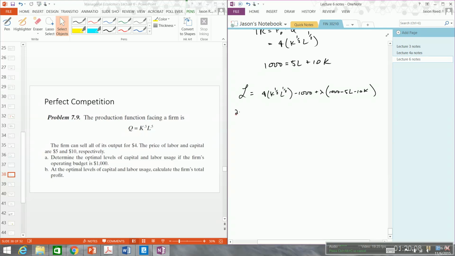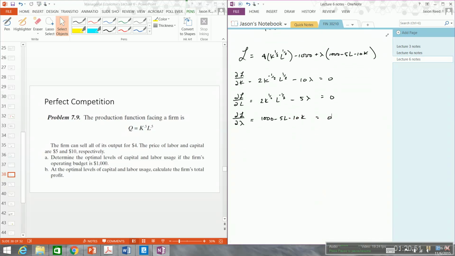So now we can take our first derivatives with respect to L, K, and lambda. So partial L, partial K is going to be equal to 2K to the minus 1/2 L to the 1/2 minus 10 lambda is equal to 0. Partial L is going to be equal to 2K to the 1/2 L to the minus 1/2 minus 5 lambda. And we'll take our partial of the Lagrangian with respect to our shadow price so that we have 1,000 minus 5L minus 10K is equal to 0.